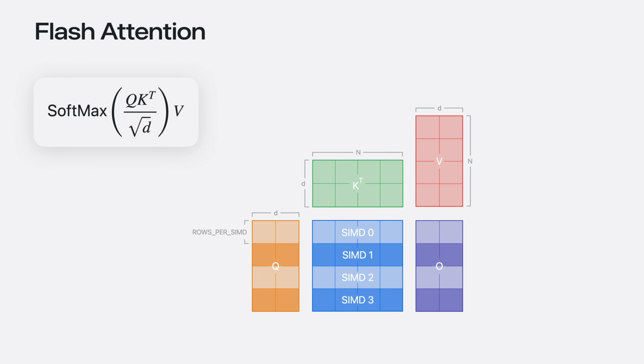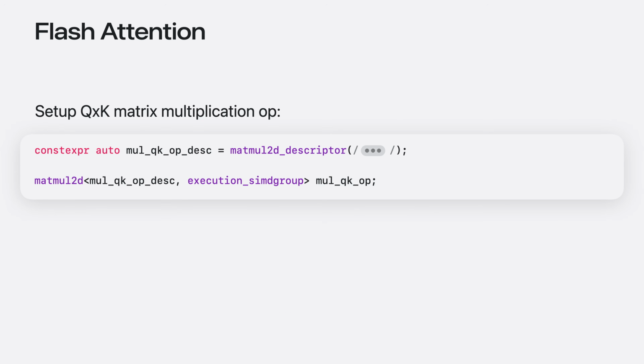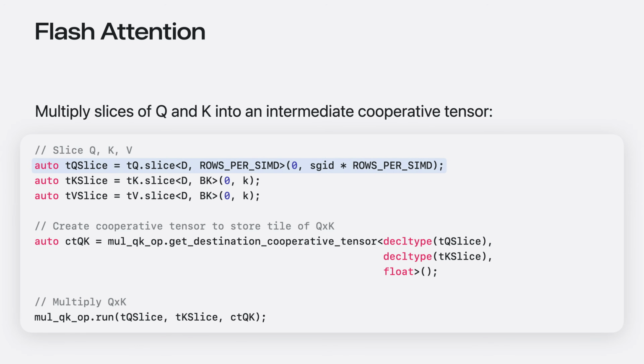To implement this with Tensor Ops, you will first need to set up a custom SIMD group mapping so that each SIMD group owns complete rows of the intermediate matrix. This allows you to compute the softmax without exchanging data between SIMD groups. You can do this using the execution SIMD group operation scope. This means that each SIMD group will perform an independent matrix multiplication in parallel. You can use the SIMD group ID to slice your input tiles.